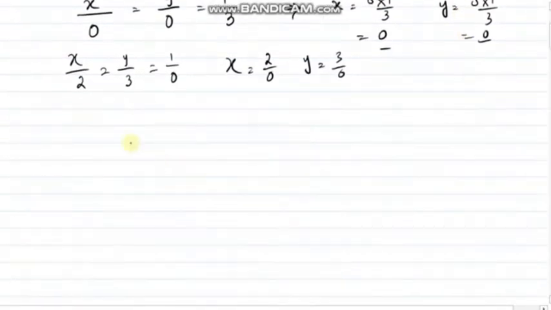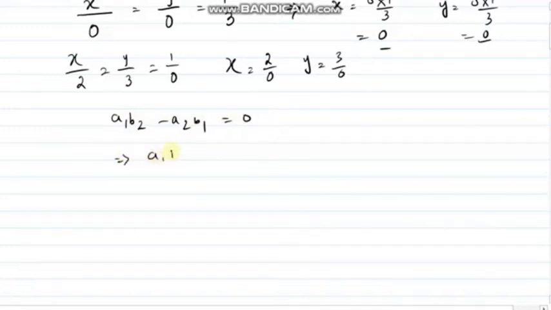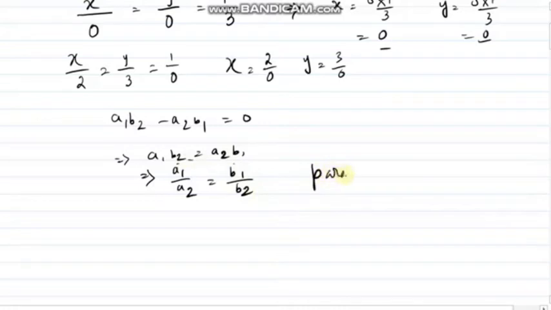This part becoming 0 means a1b2 minus a2b1 equals 0, which means a1b2 is equal to a2b1. So if I divide the first by a2 and the second by b2, a2 comes here and b2 comes here, and it will be like this. So this is the condition of parallel lines, or this is the condition of no solution.